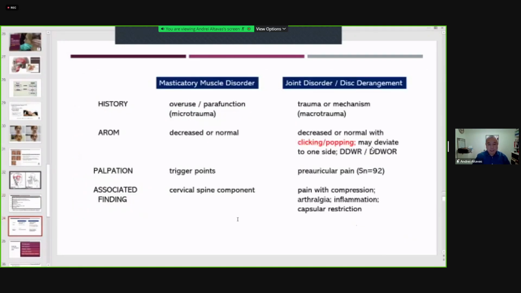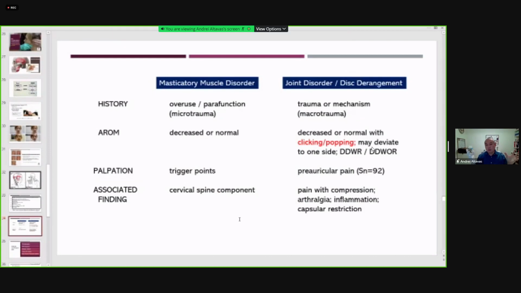Okay, so a little bit here. Again, just 2 conditions, competing diagnoses: masticatory or joint. For your history, you'll have a history of overuse and parafunctions for patients who have a masticatory problem. For a joint disorder, you'll have trauma, usually macrotrauma.